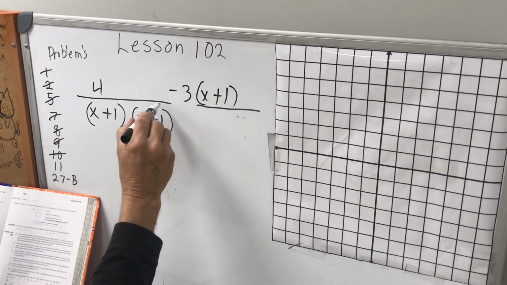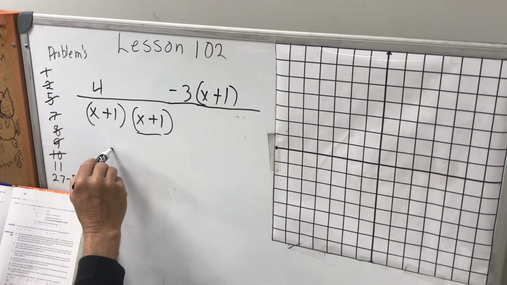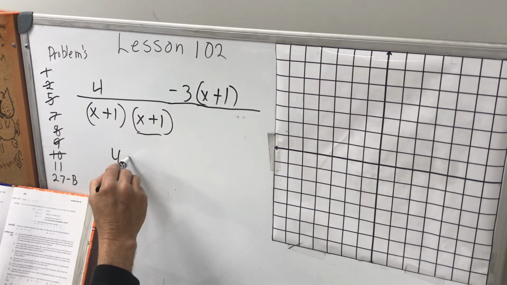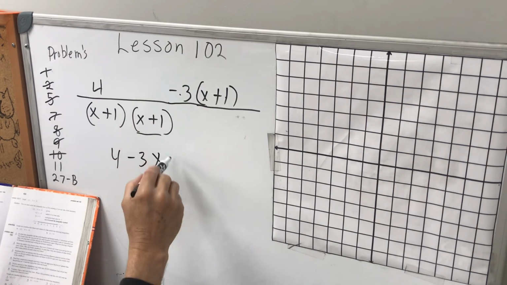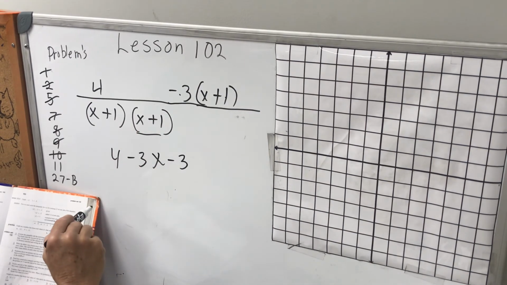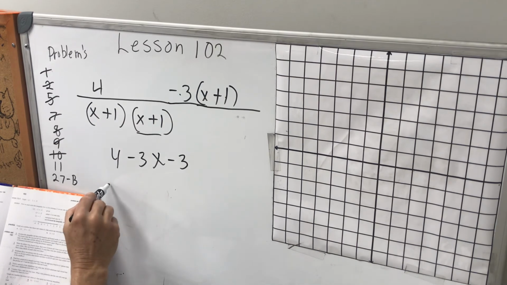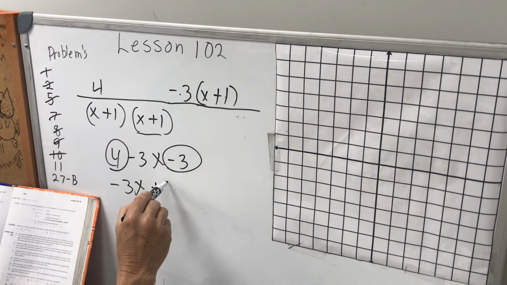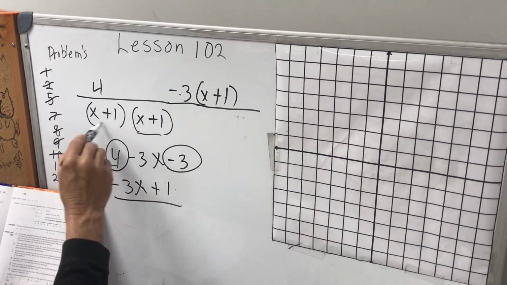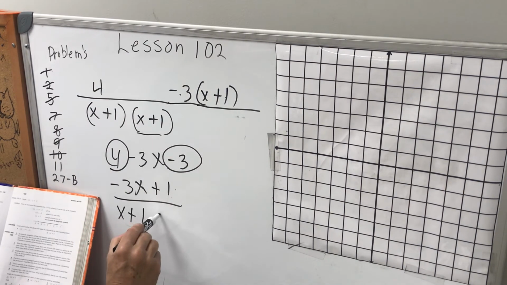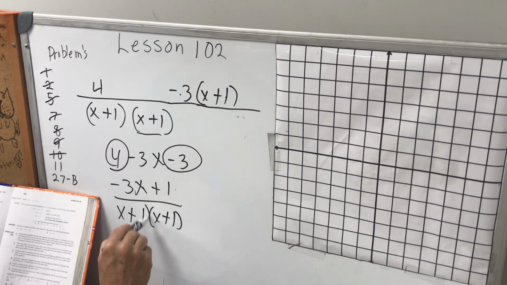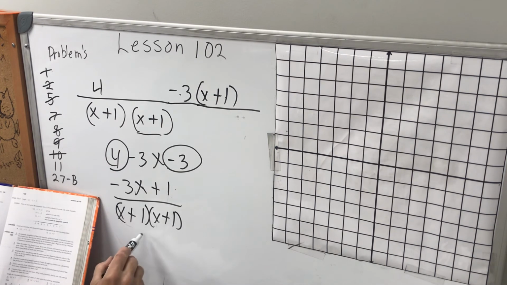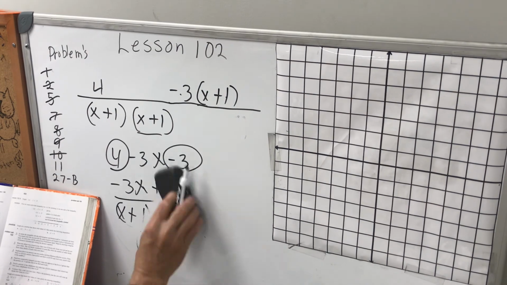There we go. Distributive property. I have 4 and negative 3x. Negative 3 times 1 is a negative 3. Can we put these together? Yes, we can. So I have a negative 3x, and the 4 and the negative 3 go together. That's going to be positive 1. Negative 3x positive 1. Here's our common denominator. You can write it two different ways. You can either do it like that, or because they are the same, we could have gone x positive 1 squared. Either way is right. That is number 11.